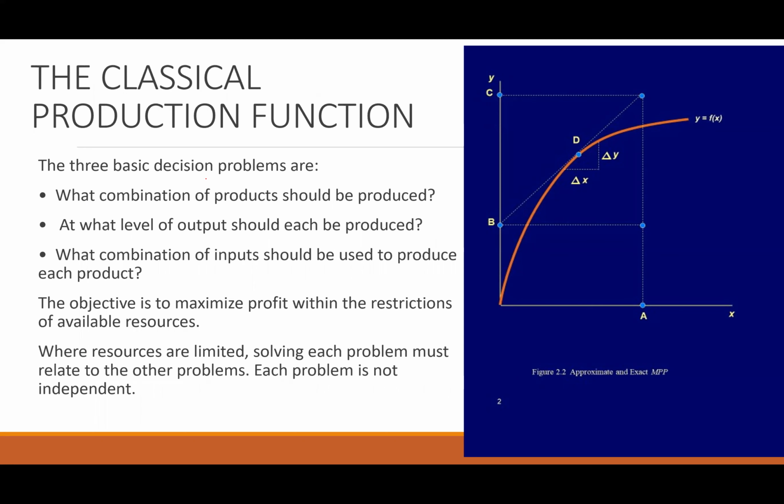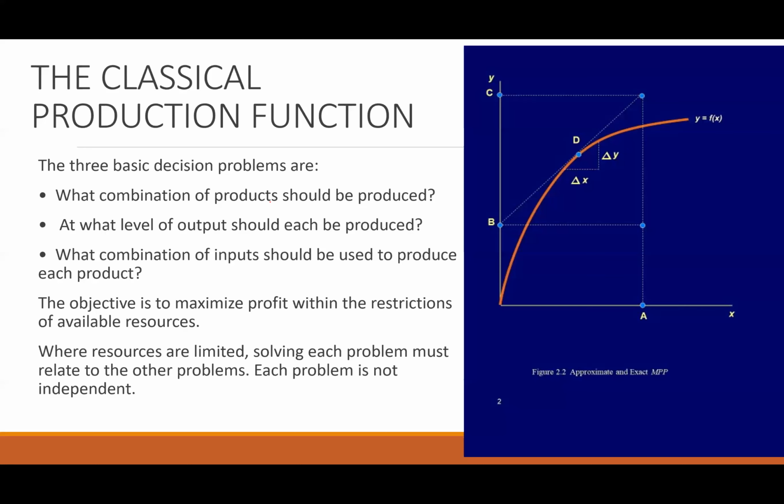So when it comes to a classical production function, we have three basic decision problems. First, what combination of products should we be producing? Typically farmers produce different types of products: corn, soybean, winter wheat, cotton, etc. At what level of output should each be produced? Those are the hard questions that farmers need to answer, and this is what this class helps you understand, at least theoretically.